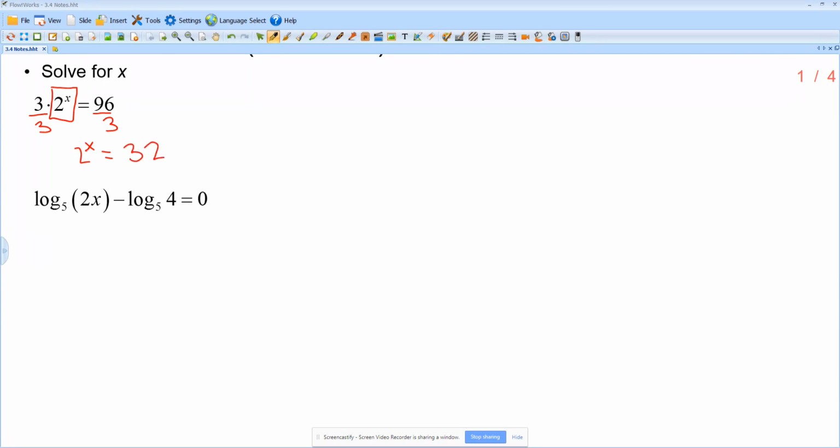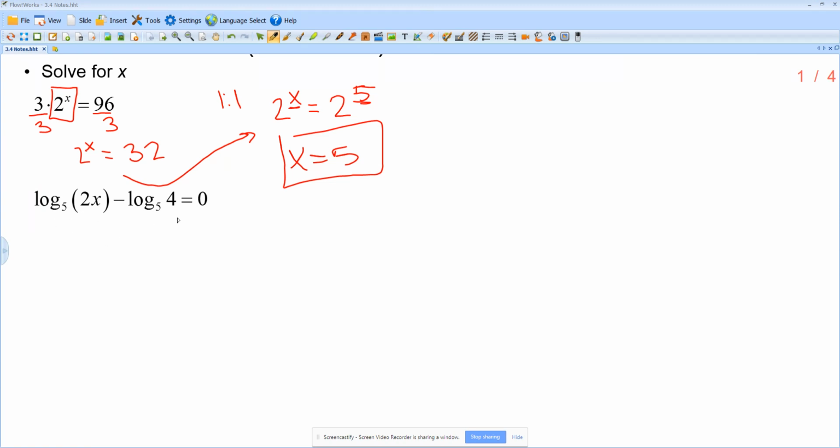Now you've got one of two choices. You could either use the inverse property or the one-to-one property. It does not matter which one you do. I'm going to use the one-to-one property, where I say 2 to the power of x is equal to 2 to the power of something. And the only reason I'm using that is because 32 is the same as 2 to the 5th. So now using the one-to-one property, x is equal to 5.